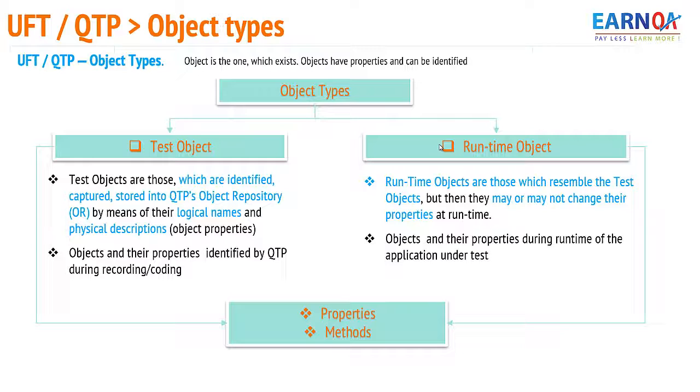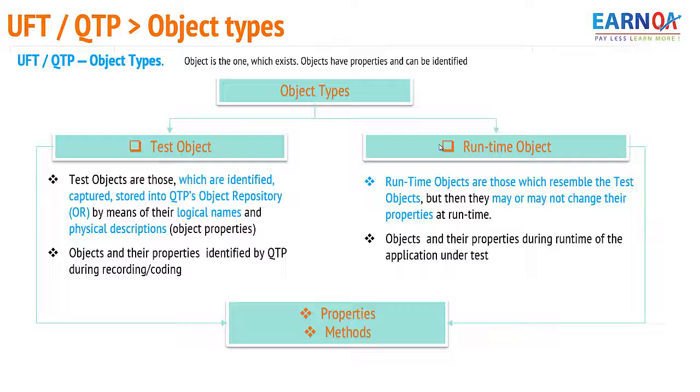Runtime objects are those which are similar, almost the same as test objects. However, they might change their properties, or they might not. If they change, then there is a problem for QTP to identify them. If they don't change, then there is no problem. QTP properly identifies them and we can easily run the script successfully. If there is a change, how do we tackle that situation? That we will learn in the coming sessions.